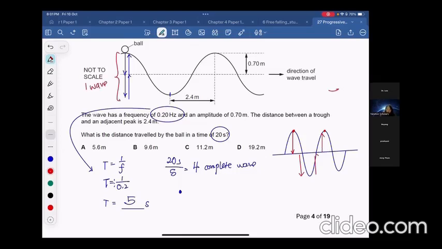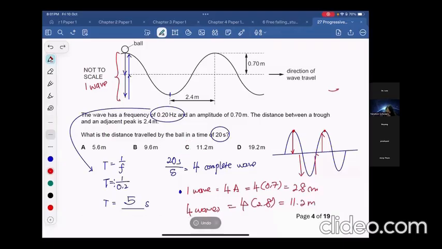How I travel: from crest, go down to trough, go up back to the crest. Okay, so at here, one complete wave, the distance travelled is 4 amplitudes, which is 4 times 0.7. So the answer is what? 4 times 0.7, which is 2.8 cm, right? Okay, here 4 complete waves. It will be 4 times 2.8, so your answer should be 11.2 meter.